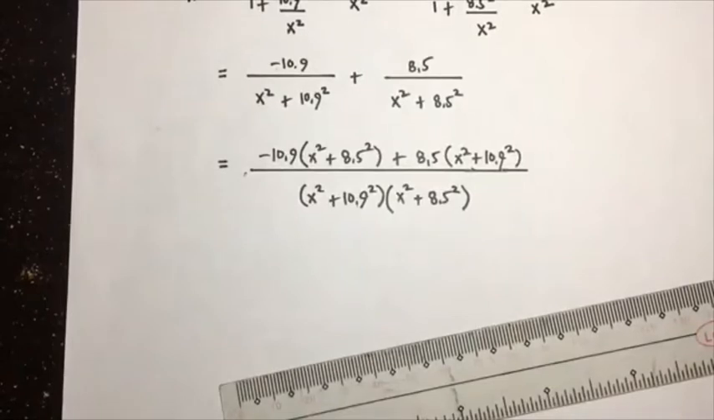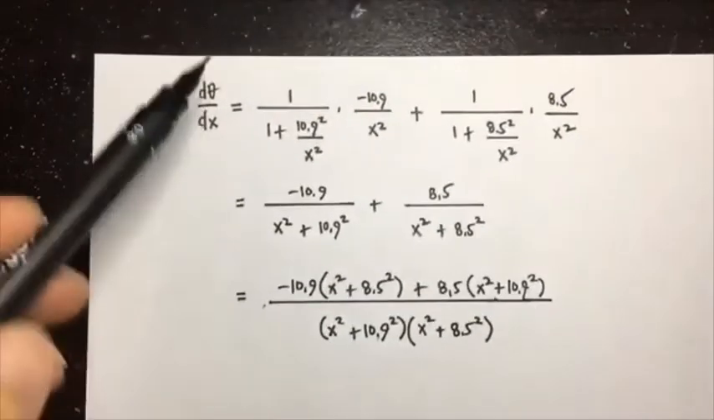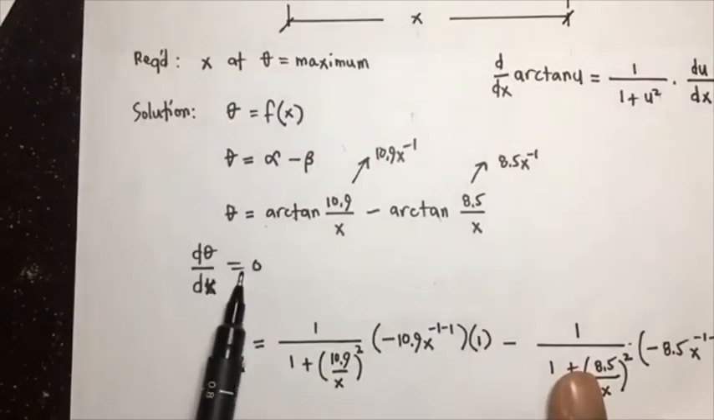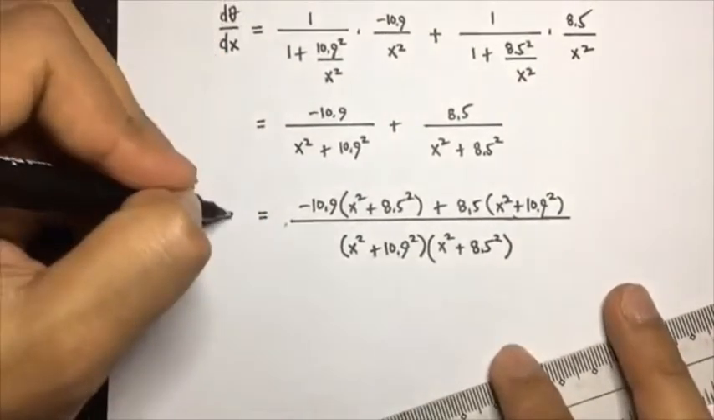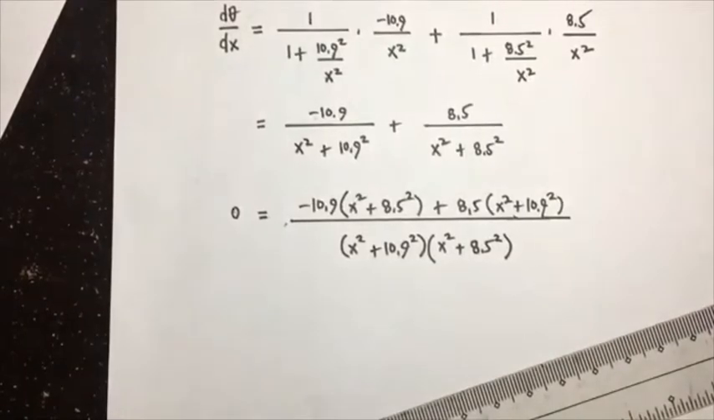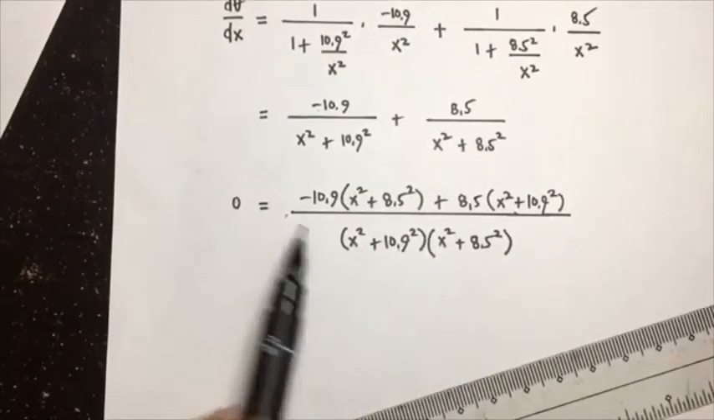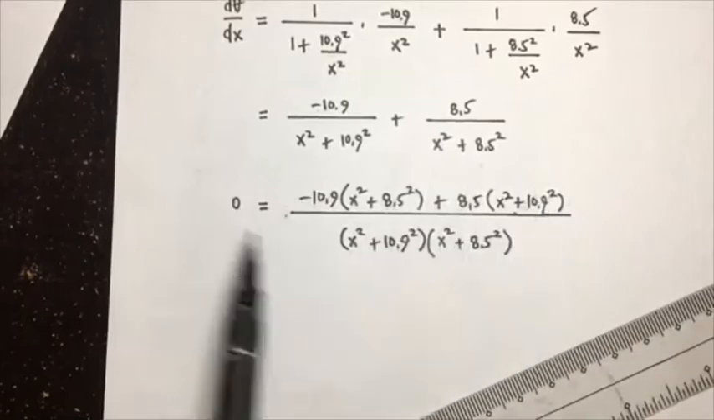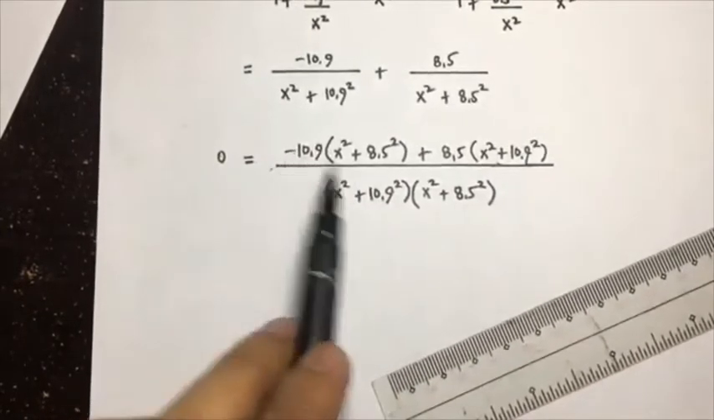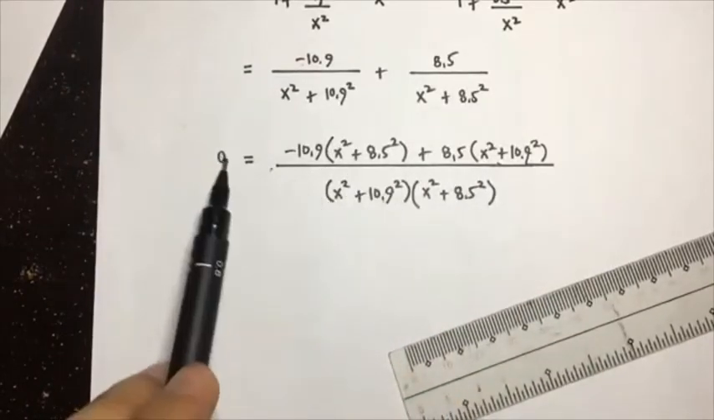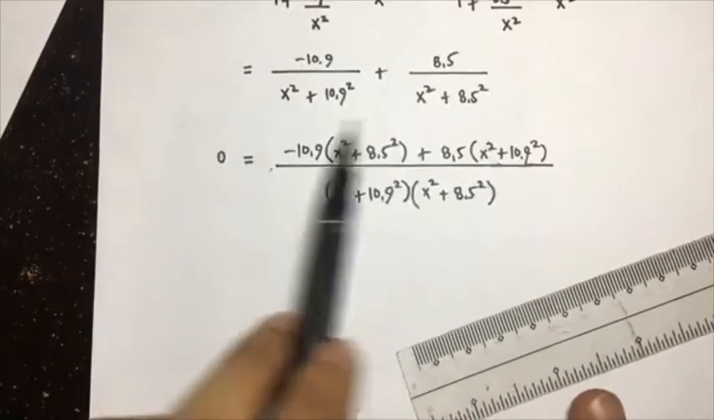So next, since this is equated to 0, d theta over dx is equated to 0, so therefore this is equal to 0. When we cross multiply the denominator with 0, what will actually remain is only the numerator. We can now forget about the denominators because they will be cancelled out by cross multiplying with 0. So what will remain is the numerator.